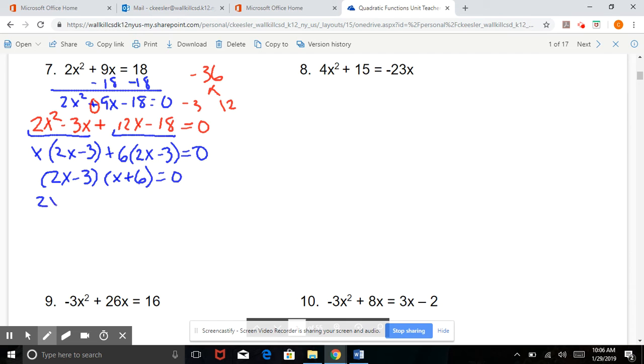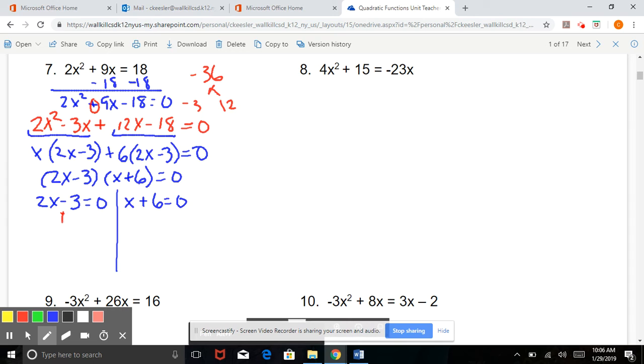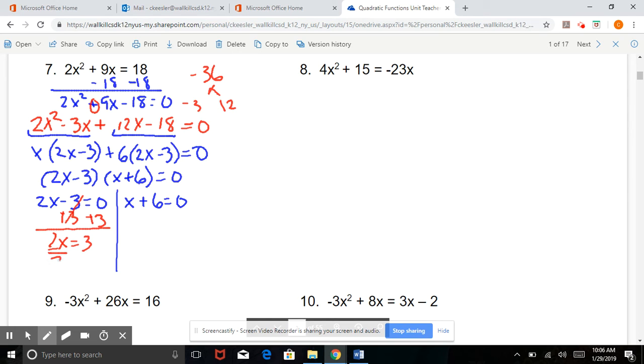Now we set each term equal to 0. So 2x minus 3 can equal 0, or x plus 6 can equal 0. And we solve each of those equations. So plus 3, inverse operations, 2x equals 3, divide by 2, and x equals 1.5 or 3 halves. On the opposite side, minus 6, and x equals negative 6. So the two solutions to question number 7 are 1.5 and negative 6.